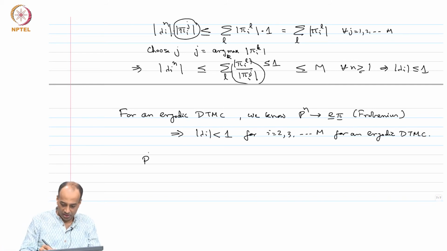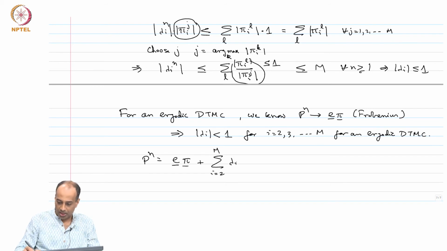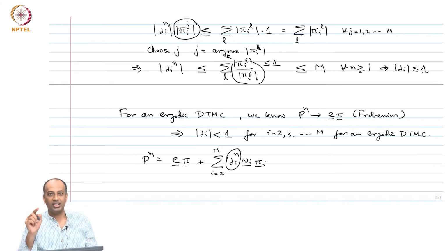So, you have this kind of a convergence. P to the n, I am just rewriting this equation, P to the n is E pi plus the sum over I equals 2 to m of lambda I to the n nu I pi I, and all these eigenvalues have absolute value strictly less than 1, and therefore, all these terms go down exponentially fast, geometrically fast. Therefore, we have a very clear understanding now that P to the n converges to E pi geometrically fast, and we even have the rate of convergence.